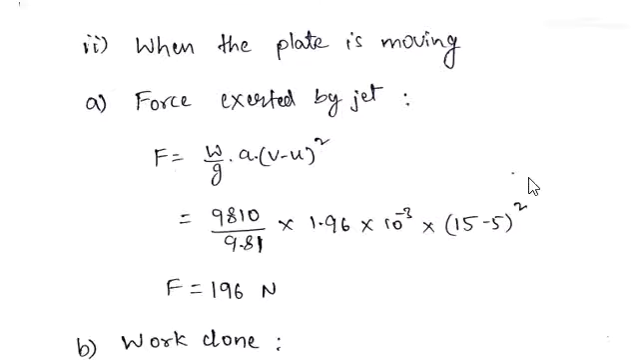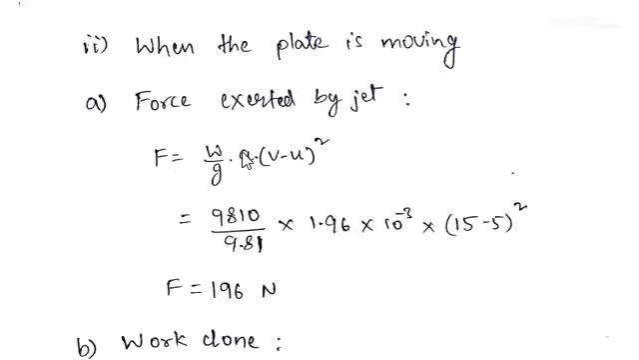So next, when the plate is moving, force exerted by the jet is given by the formula W by G into A into V minus U whole square. For the clarification or explanation of this formula, please refer to my previous video on impact of jet on vanes.